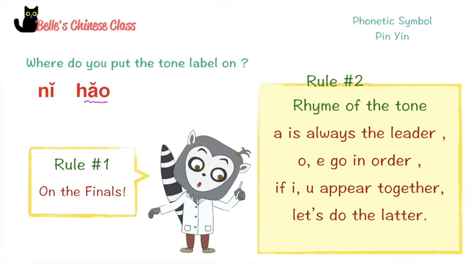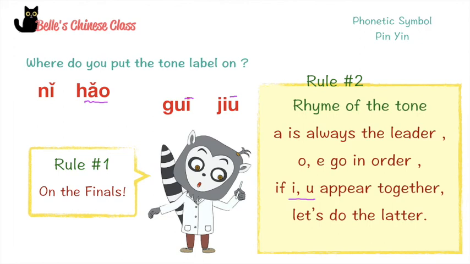Sometimes you may see only I and U appear together. In this case, the letter I does not always have the priority over the letter U. You have to see whoever is the last and label the tone on the last letter. For example, gui, you label it on the I. And ju, you need to label it on the letter U. Let's review it. A is always the leader. O, E, go in order. If I, U appear together, let's do the latter.